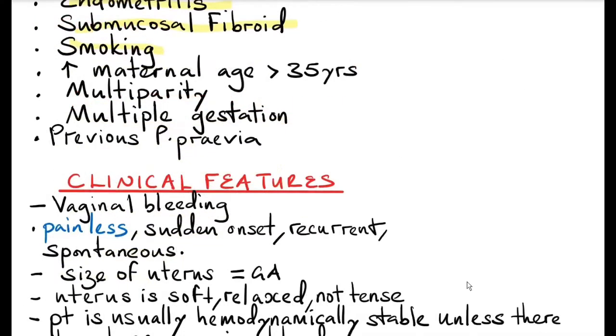More risk factors like increased maternal age more than 35 years, multiparity, multiple gestation. Remember, I already mentioned the big surface area of the placenta, and previous placenta previa. If a patient has had a previous placenta previa, it increases the risk to at least 4 to 8% in the next pregnancy.